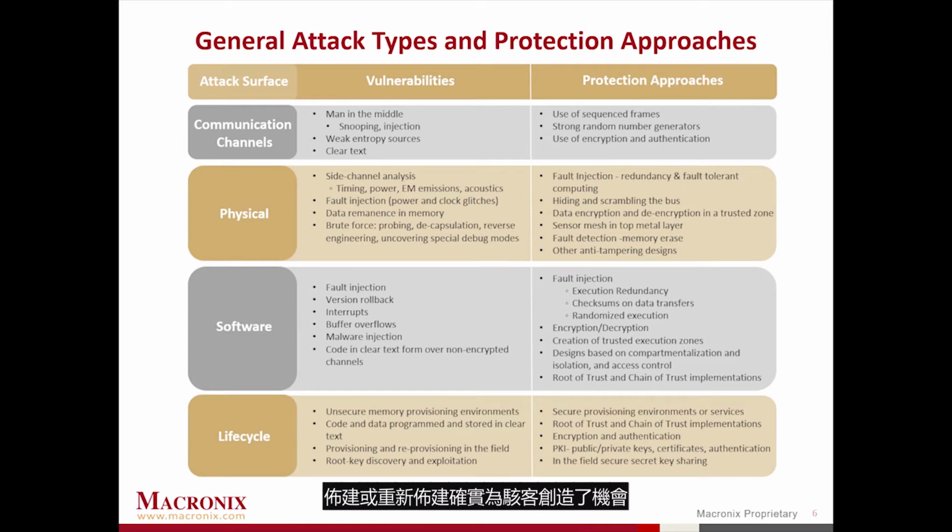Provisioning or reprovisioning in the field really creates opportunities for hackers. And then there are phases in the life cycle of the product where root keys could be discovered and exploited. And so in those cases, we're talking about root of trust, chain of trust implementations, and the use of public-private key certificates, authentication, and then even in the field using crypto elements that create very secure secret key sharing.